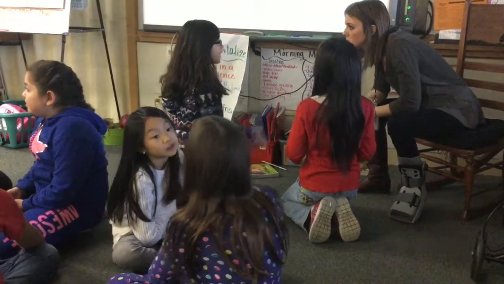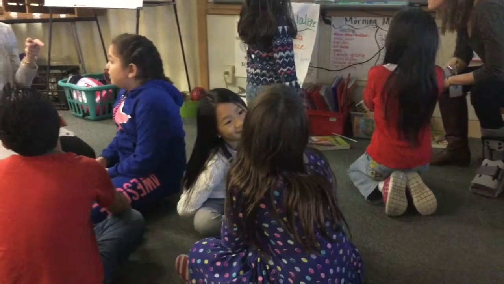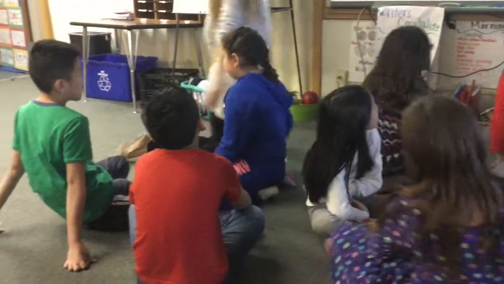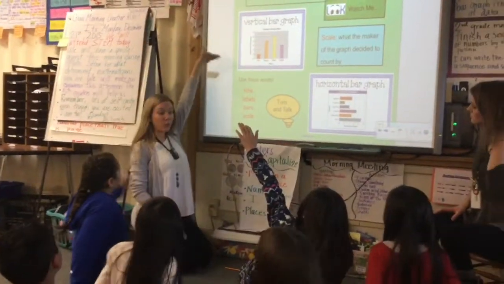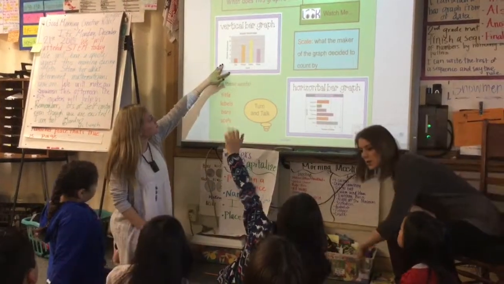So it's really important for graph readers to really look at that scale and figure out what it's counting by so you can figure out the data. Yeah? Cool. All right, my friends. When I look at this vertical bar graph now I can read it because I know all these important words. So let's take a look at this one.